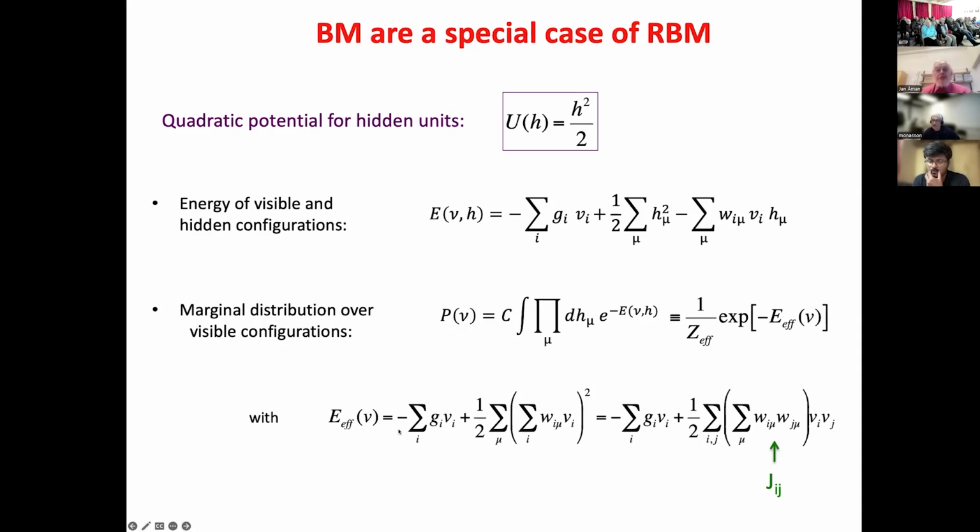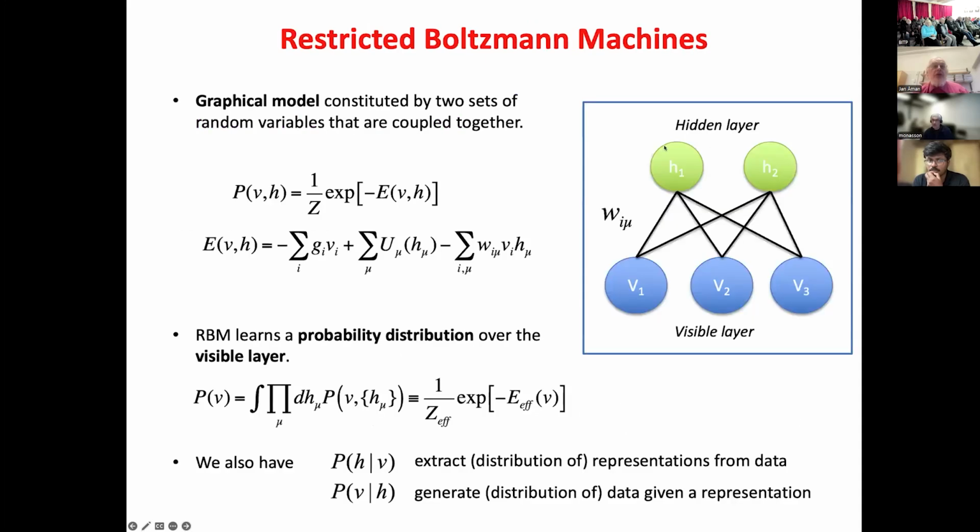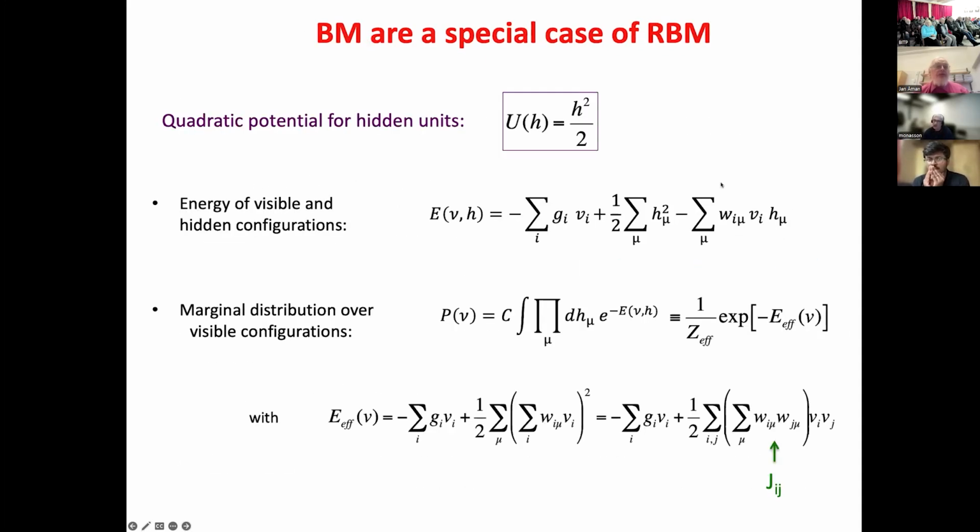This term obviously is not affected because it did not depend on the H. And we get simply the square of this term when we do the Gaussian integration. And if I exchange the order of the sums over mu, I get a double sum over i and j, v_i v_j, with an effective interaction matrix J_ij, which is the sum over mu of w_i^mu w_j^mu, where these w's are the weights connecting the visible and hidden units. So you see, the Boltzmann machine is a special case of this more complex architecture, okay?